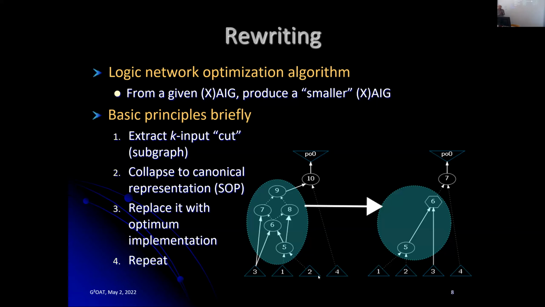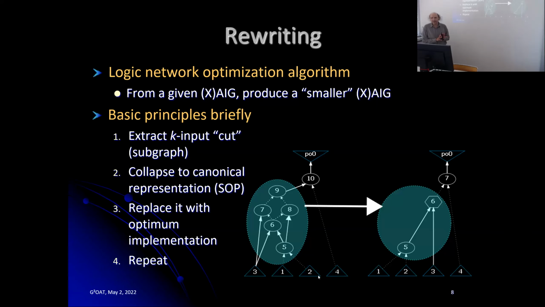So very briefly, how the rewriting algorithm works. You iteratively conduct this process. You extract a k-input so-called cut. That means a cut which has a limited number of inputs. That's important. The number of inputs is limited, typically to 4.